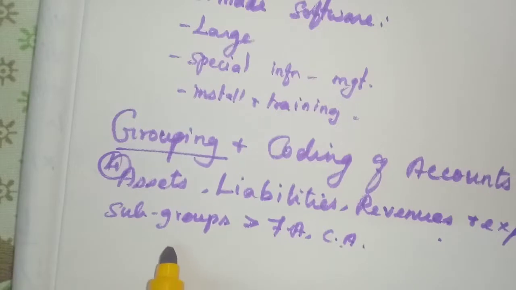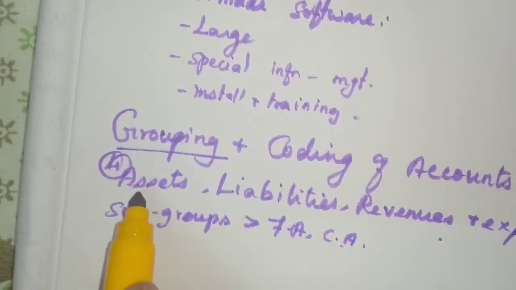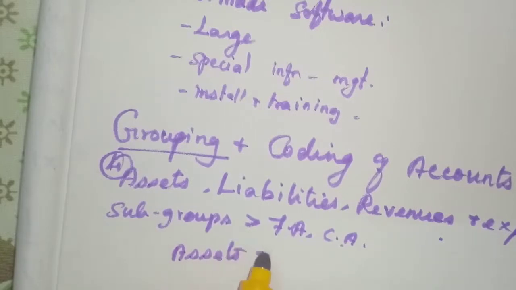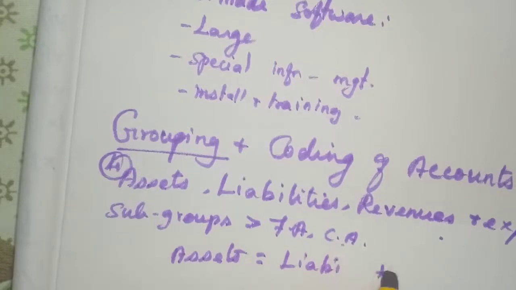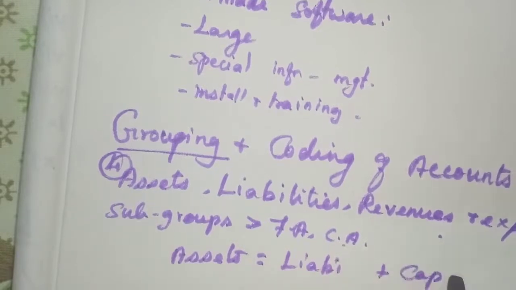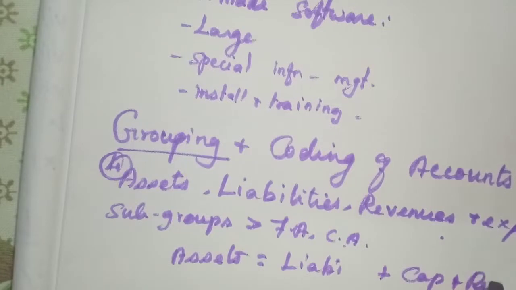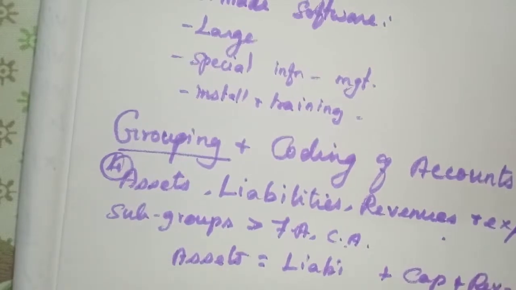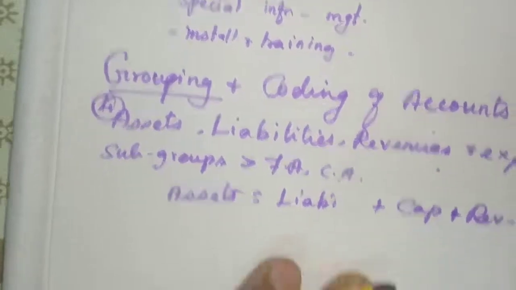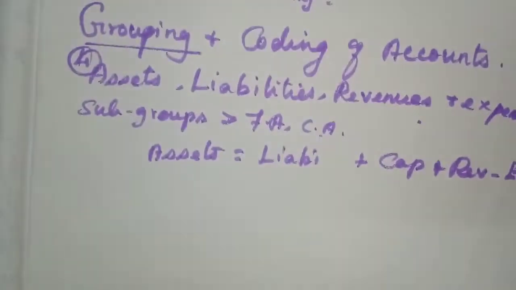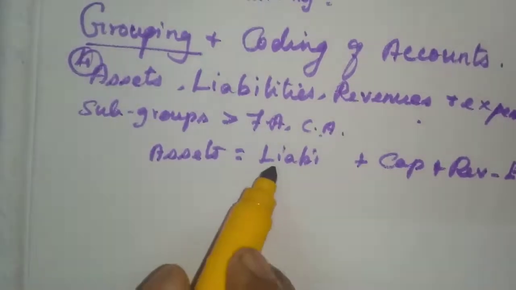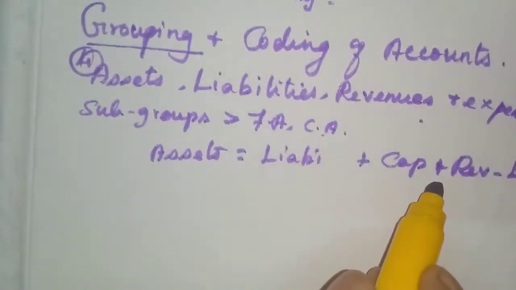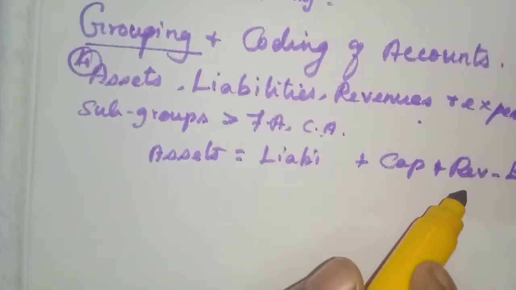From this we can derive the equation. We know assets is equal to liabilities plus capital plus revenue minus expenses. That we have learnt already. This is the accounting equation: assets is equal to liabilities plus capital plus revenue minus expenses.